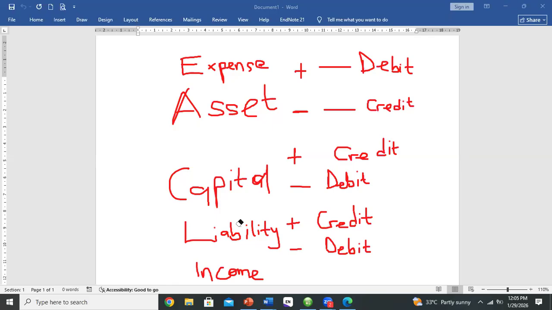When I was teaching this in class, I gave my students some shortcuts to remember this. I said asset plus debit. So plus is increase. When assets increase, you debit. So asset plus debit. If you get that point, definitely you get the other end, that if it decreases, we credit.